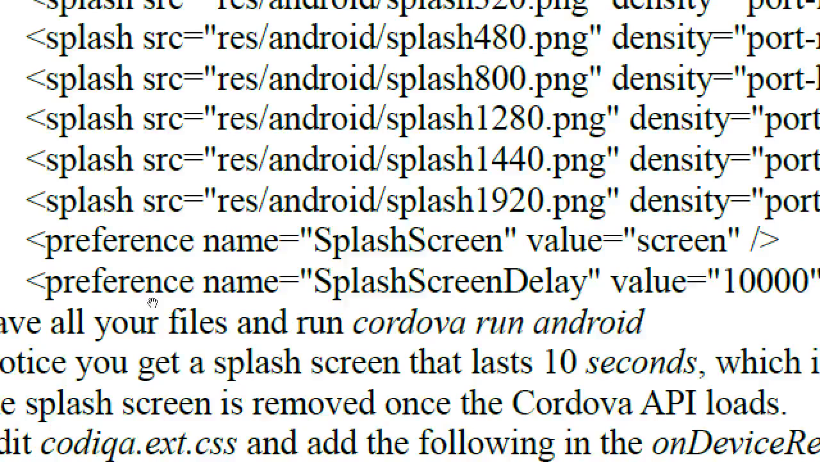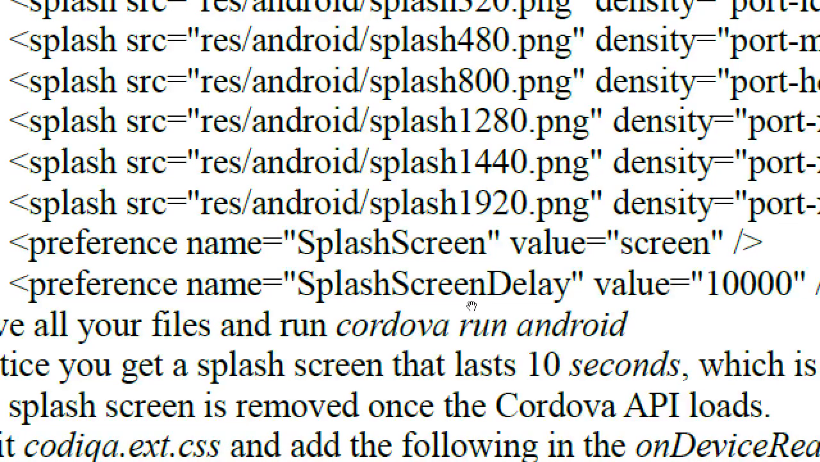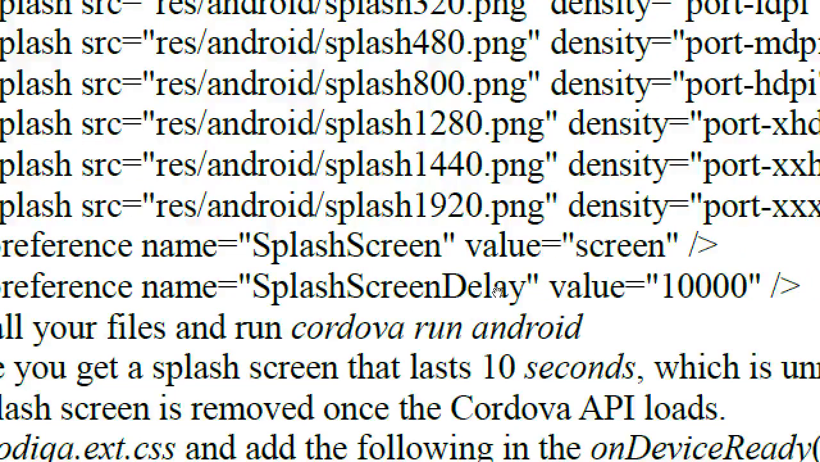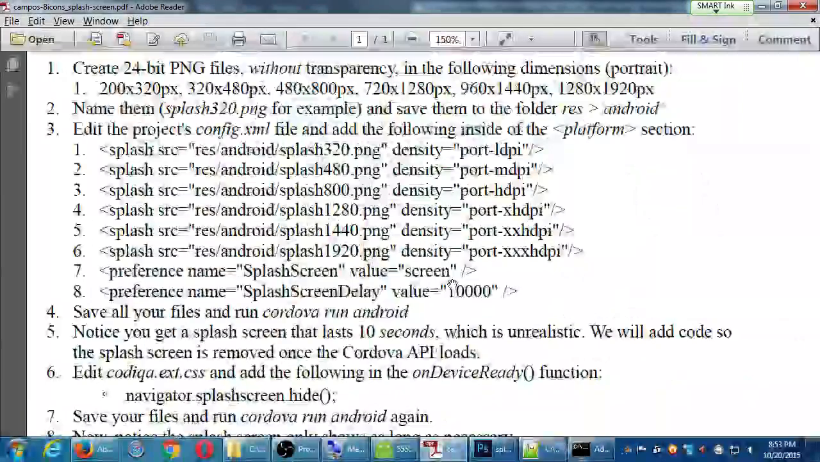And then the next line is interesting. Preference name, splash screen delay, value 10,000. We're going to display the splash screen for some amount of time. 10,000 milliseconds. 1,000 milliseconds equals 1 second. So 10,000 milliseconds is how many seconds? 10 seconds. We're going to display our splash screen for 10 seconds, which is a huge amount of time. No one's going to want to stare at your splash screen for 10 seconds. But that's okay.